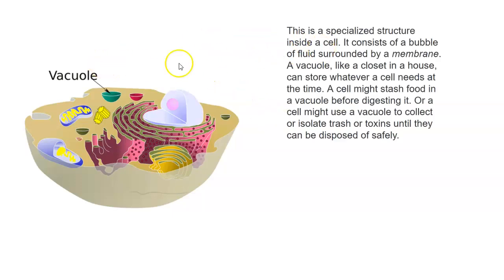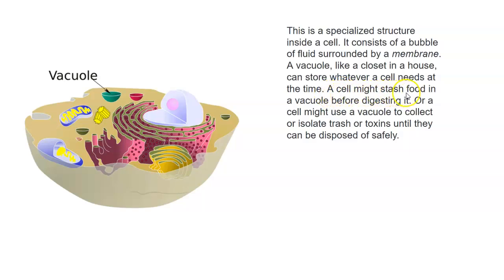This specialized structure inside the cell is the vacuole. Again, lots of them look like little spheres, right? It consists of a bubble of fluid surrounded by a membrane, so it's fluid. A vacuole is like a closet in a house. It can store whatever the cell needs at the time.